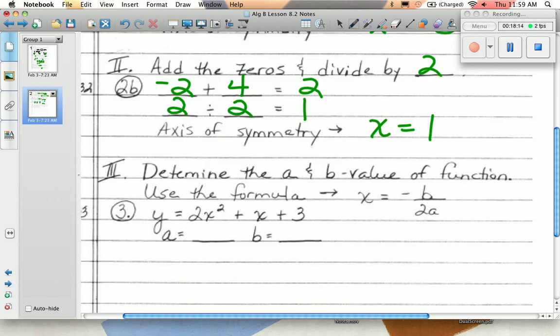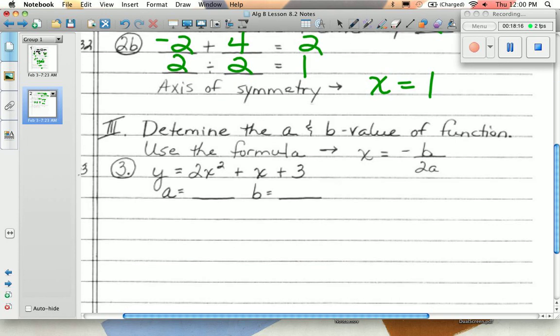The next thing we're going to be doing is example 3, where we're finding the axis of symmetry by using a formula. In other words, we don't have a graph to look at. So how are we going to find that axis of symmetry without the graph?